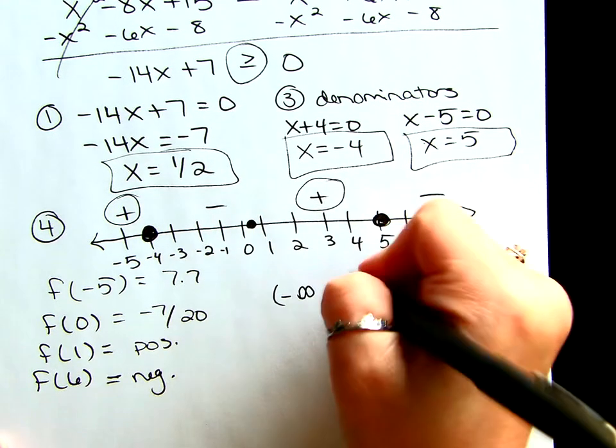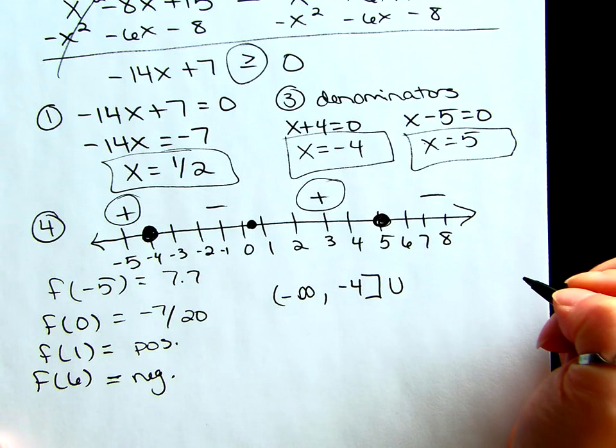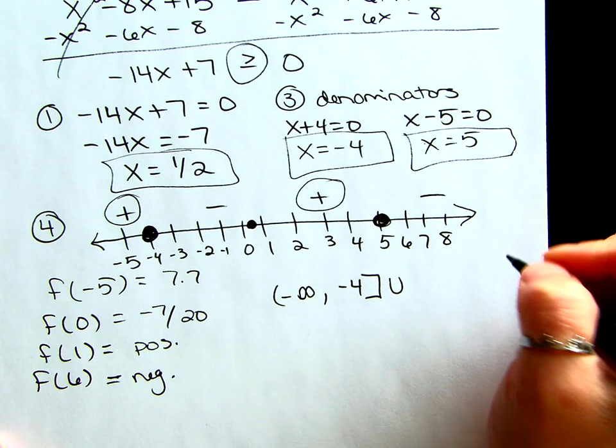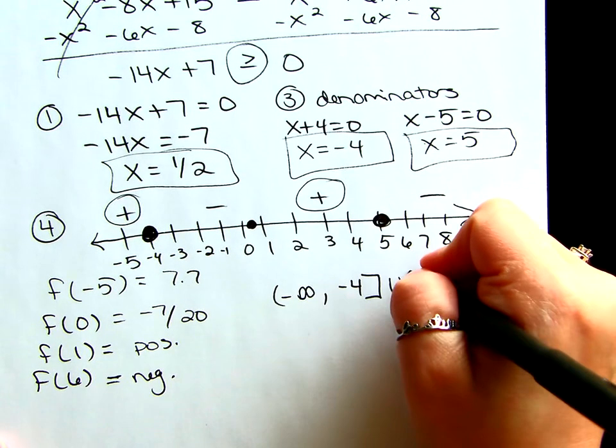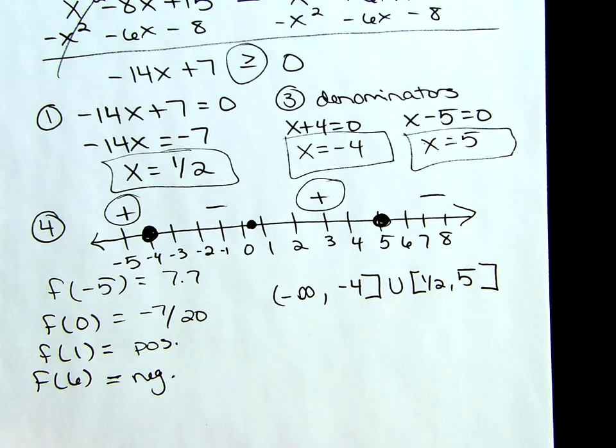Negative 4 side. Okay. Union. And then a half and 5 both with brackets. Okay. Is that our final interval?